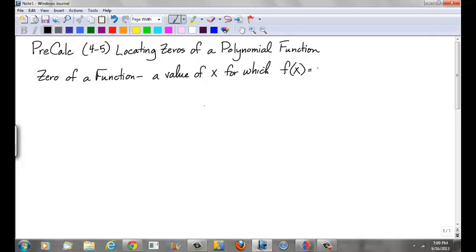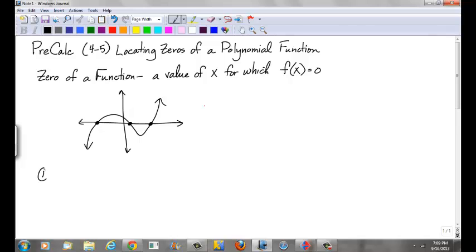And remember, f of x is the same as y, so it's a value of x where the y value equals 0. Graphically, the 0 of a function is where it crosses the x-axis. This would be a 0, this would be a 0, and this would be a 0, where it crosses the x-axis. Those are called zeros or roots of the function.